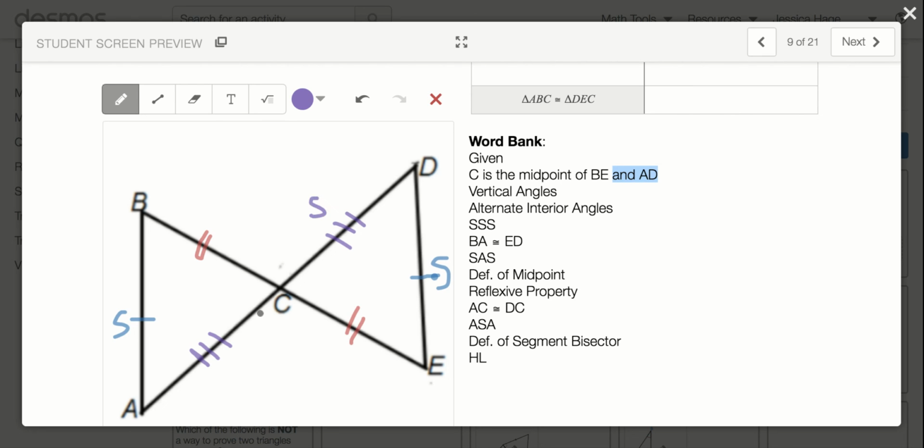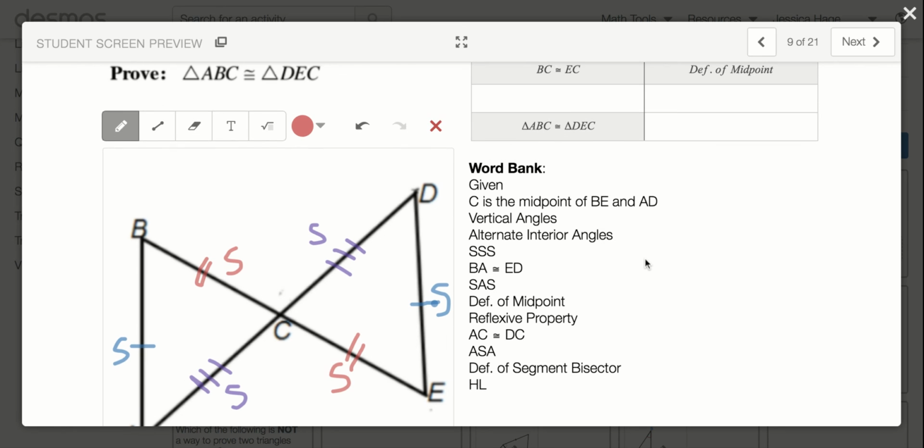But if a proof's already set up for you, we'll usually give you what you need in the word bank. But if you did vertical for SAS here, that would be correct. In this case, we're going to skip the vertical here, and we're going to do side, side, side because of one of the givens they gave us. Had they not given us BA and ED, we could have done side angle side. So in this case, we have SSS.